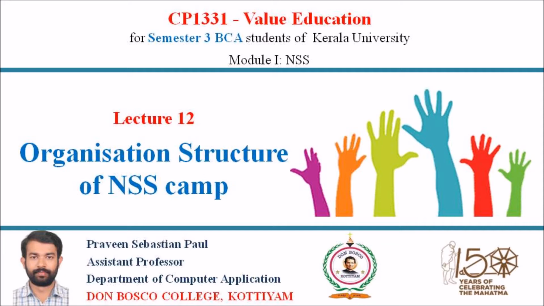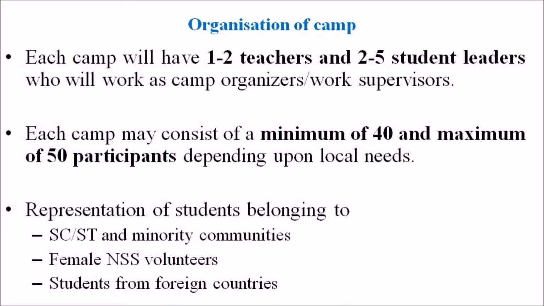So if we are considering NSS camps, we should know about some primary factors. The first thing is the organizational structure of an NSS camp. Each camp will have 1 or 2 teaching faculties as well as 2 to 5 student leaders who will work as camp organizers or camp supervisors. Each camp may consist of a minimum of 40 students and a maximum of 50 participants.